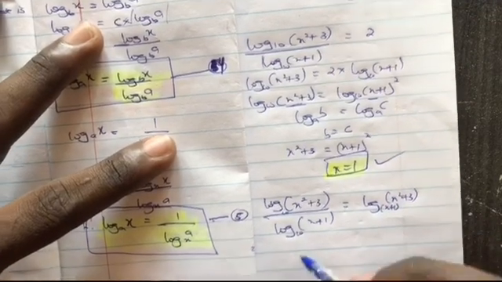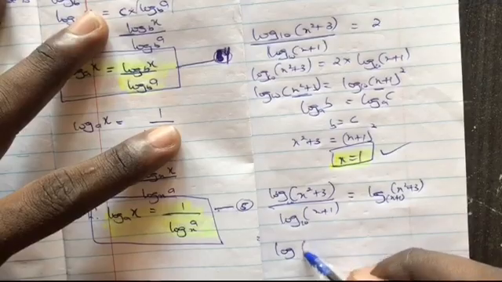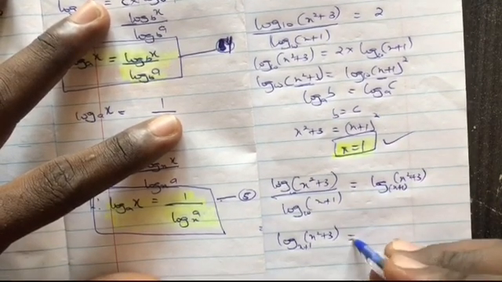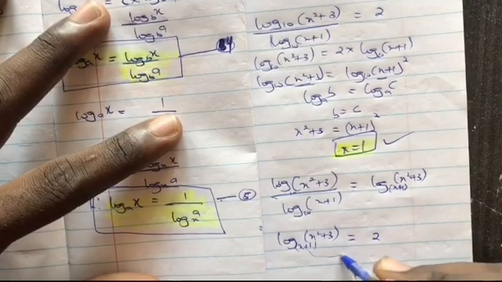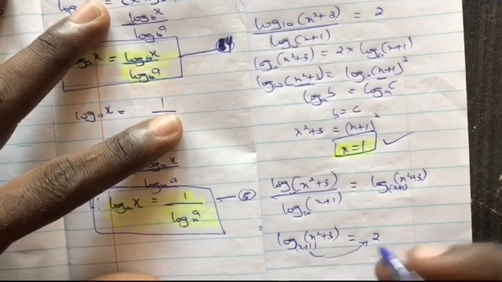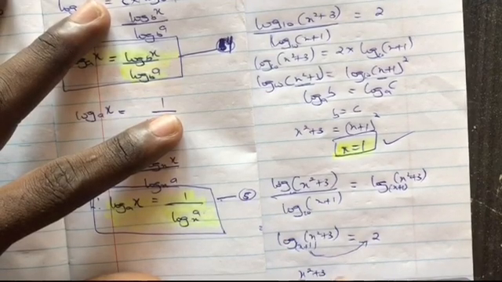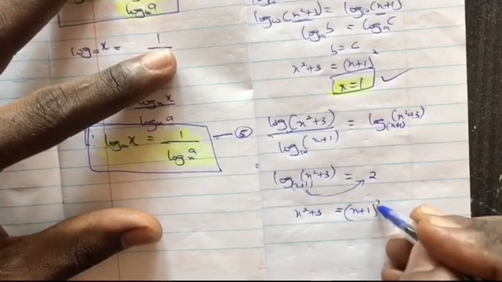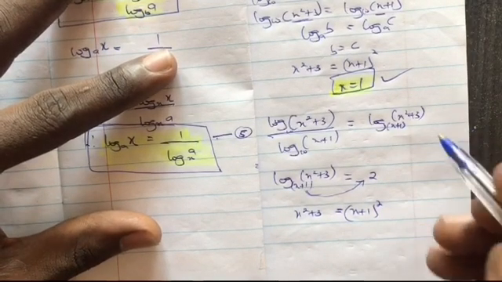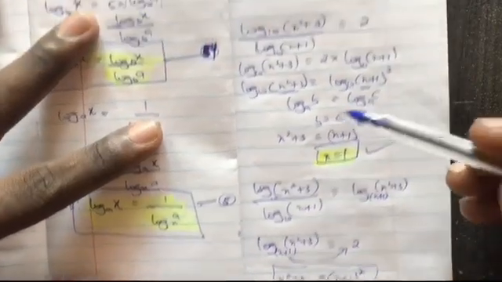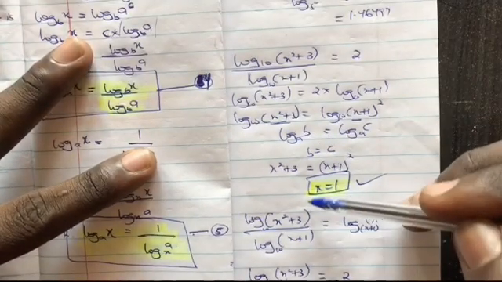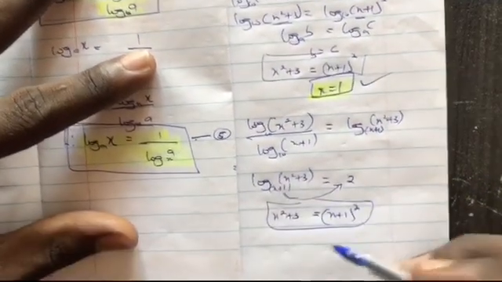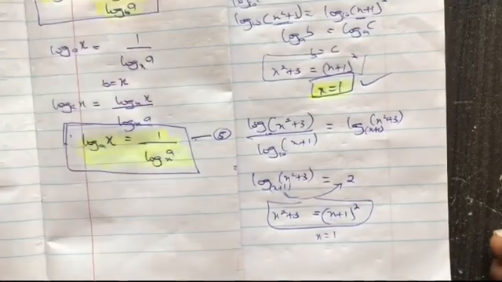plus 1. Okay, so therefore I can say that log x squared plus 3 to the base x plus 1 will be equal to 2. So this comes here and pushes the 2 up. Okay, so using the rules of logarithm, you can say that x squared plus 3 will then be equal to x plus 1 all squared, which is the same as the one we arrived at here. Yeah, that's it. So you can use change of base to get your answer. The answer should be x is equal to 1. Okay, so thank you.